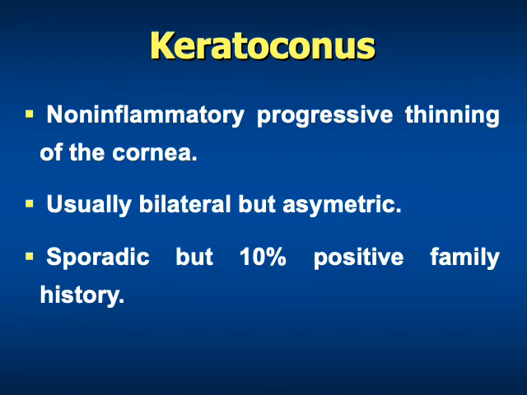We shift to keratoconus, which is a non-inflammatory progressive thinning of the cornea, usually bilateral and asymmetrical. Sporadic, but 10% have a family history. This is a case of keratoconus.